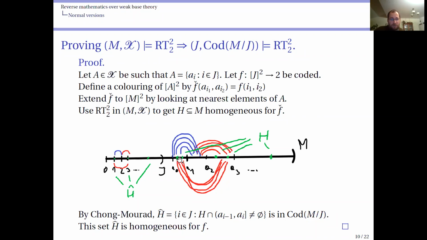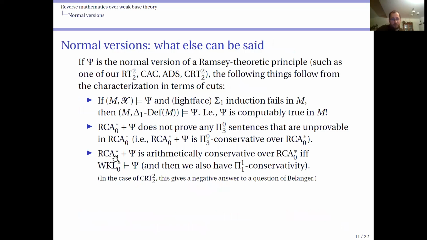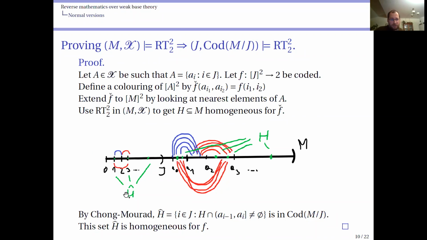So because there was a green point between A0 and A1, there will be a green point in your set on the cut. Sorry, 1 will be a green point in the smaller set. It will be in the set that you're mapping back to the cut. Because there were elements of your big homogeneous set between A2 and A3, that means that 3 will be in the homogeneous set on the cut, and so on. So there is a coding lemma that says that this set of indices that corresponds to something in the large homogeneous set is coded, and it's a homogeneous set on the cut. So this is the sort of technique that gets used here.